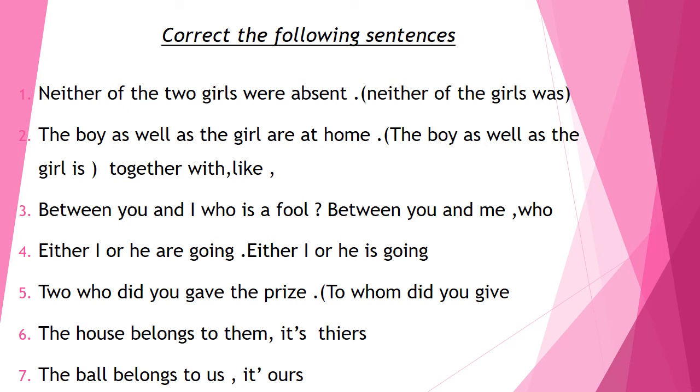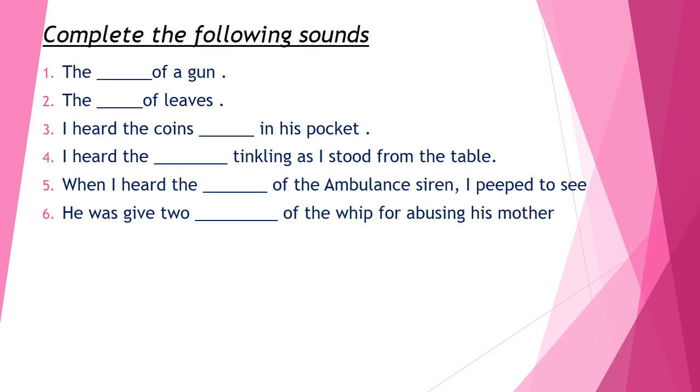Number 6, the house belongs to them. It is theirs. Possessive pronoun showing ownership. The house belongs to them. It is theirs. Not it is them's, but it is theirs. The ball belongs to us. It is ours. Class 5.